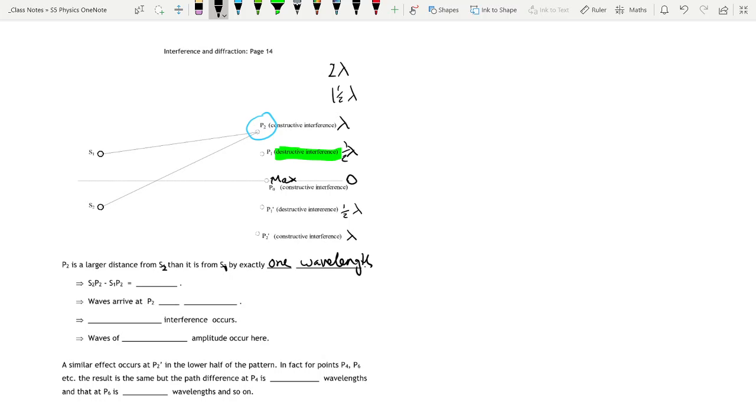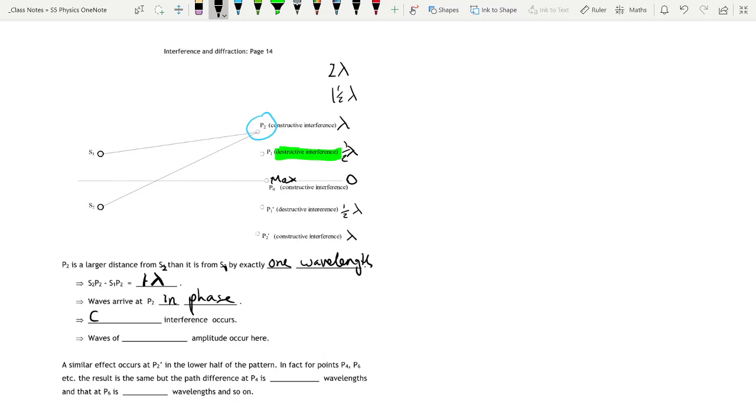because it's the first maxima that we see or hear after the 0, 1. So the distance S2P2 minus S1P2 is going to be 1 wavelength. So the path difference is 1 wavelength. Because the path difference is 1 wavelength, the waves arrive in phase.